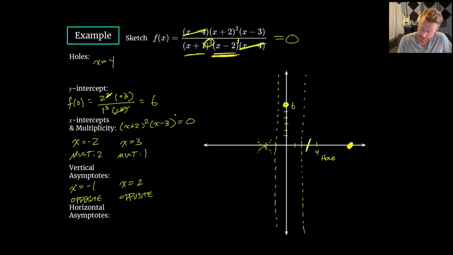So we can deal with that in just a second here as well. Okay, horizontal asymptotes. What do we have here? Let me unscratch things out. Delete.